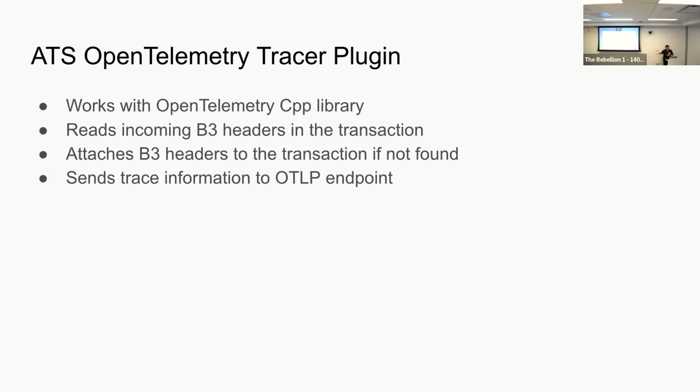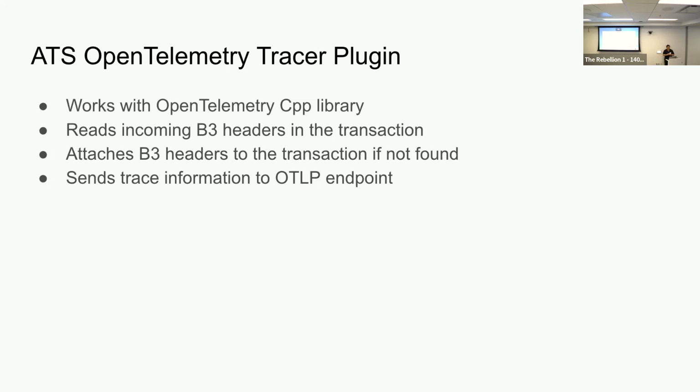my client has already initiated a trace or not. And if it is, then I should participate in that particular trace. If it is not, then I'm going to create my new traces and then add new B3 headers into the request to the origin that I'm forwarding the request to.